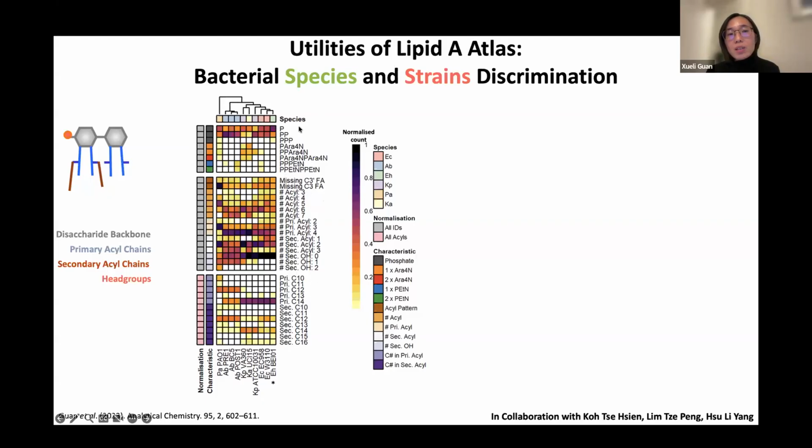So we can basically cluster the bacterial species and strain based on this lipid A signature, which, as you can see from the different color banding, are very, very different. And so the first example is species discrimination. Pseudomonas aeruginosa clusters very far away from the other species, which is not unexpected because its lipid A tends to have an enrichment of 5 tails, for instance.